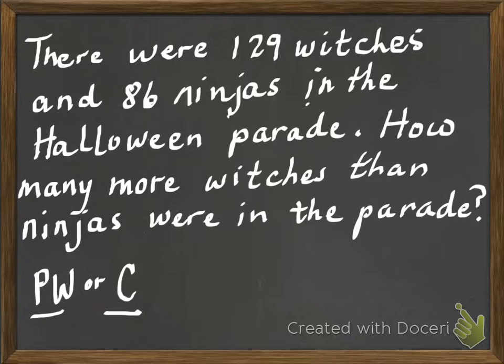Okay, well, in this problem you should have chosen that it was a comparison problem. We were comparing the number of witches to the number of ninjas in the Halloween parade. The clue in this problem was how many more witches than ninjas were in the parade. Now don't solve this problem. Let's go on to the next one and see if you can determine if it is a part-whole problem or comparison.